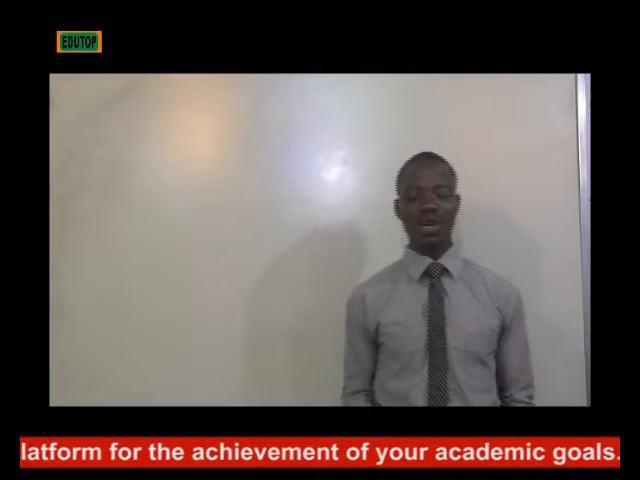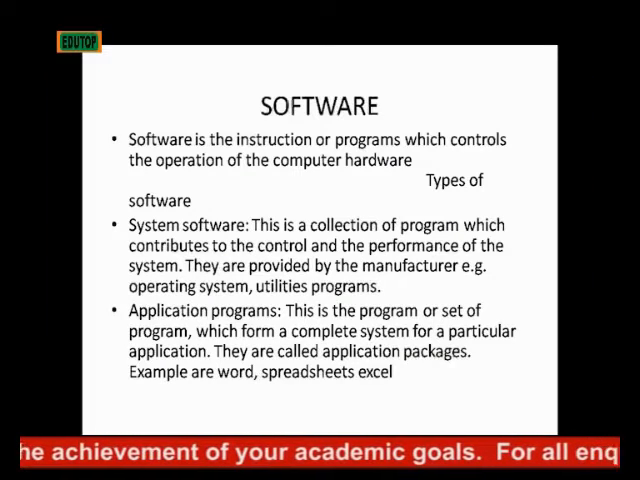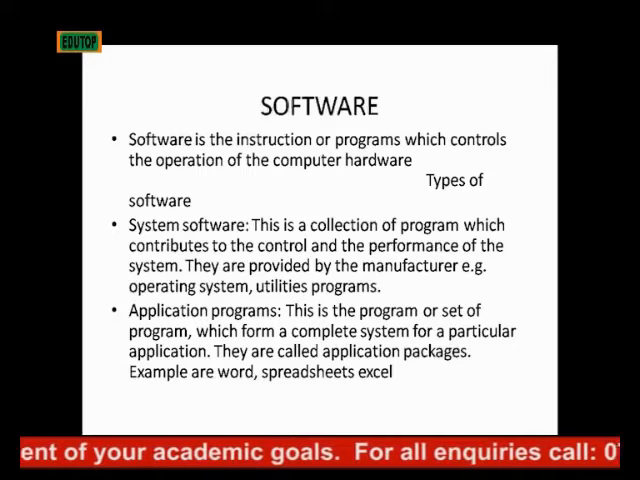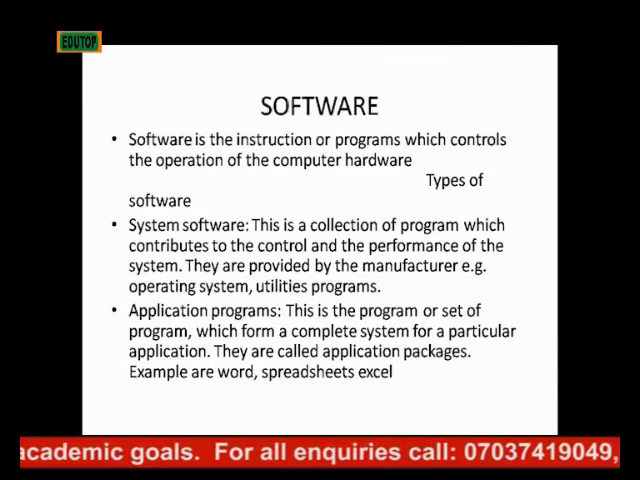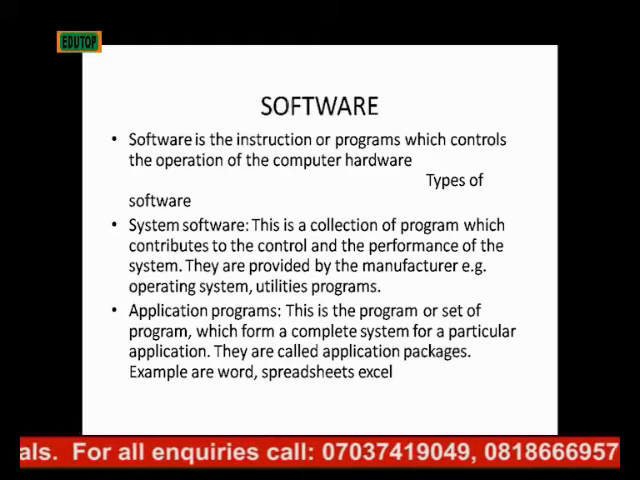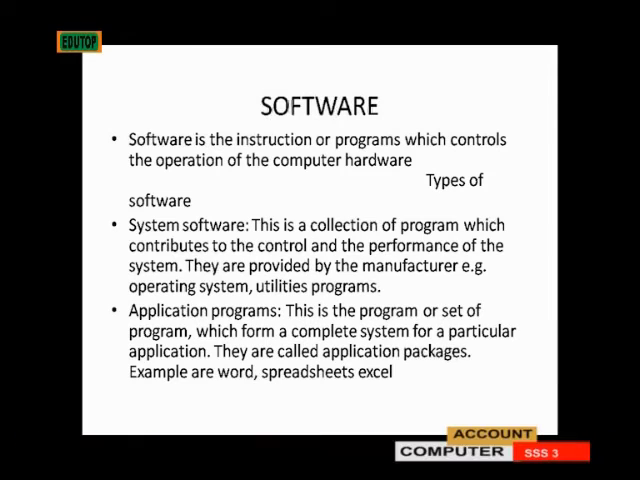So what are the types of software? We have different types of software. We have system software. System software is software that is already inserted in the computer, and this is the collection of programs which contribute to the control and the performance of the system. They are provided by the manufacturer, the company that manufactures that computer system. They normally store what we call system software. What are examples of system software? We have the operating system and utility programs. Those are being stored.